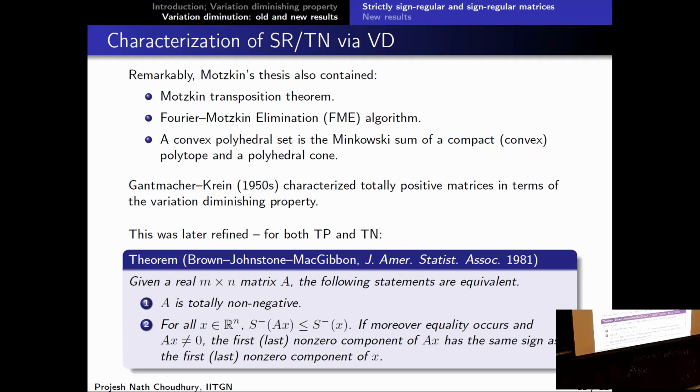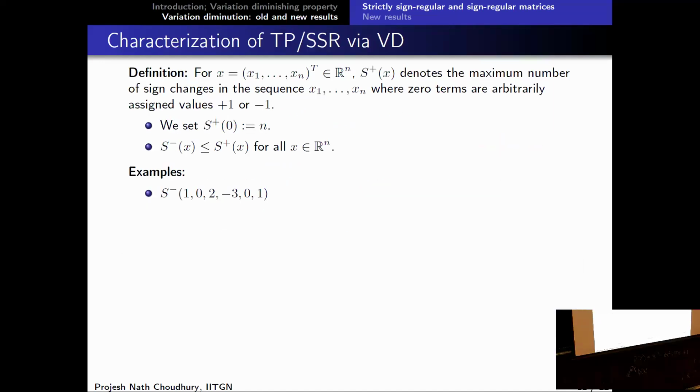To do this, Gantmacher and Krein introduced a new way of counting the number of sign changes. Let me explain this with an example. If you look at this vector, S minus of the vector, how many sign changes are there? This is only 2. But now if we replace 0 with minus 1, and this one with anything, positive or negative, that will not affect anything. Then the number of sign changes will increase.